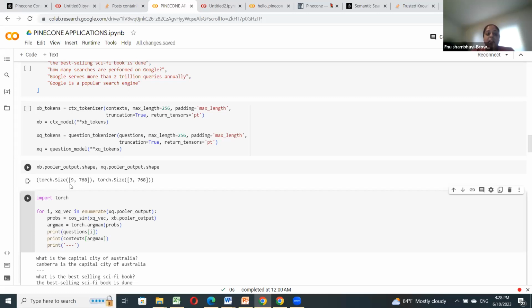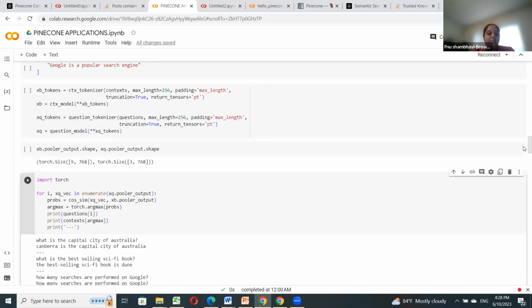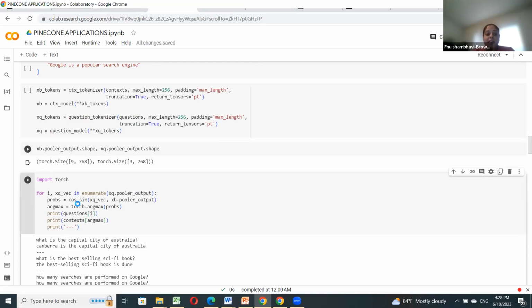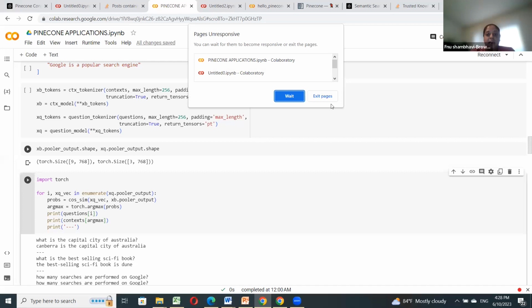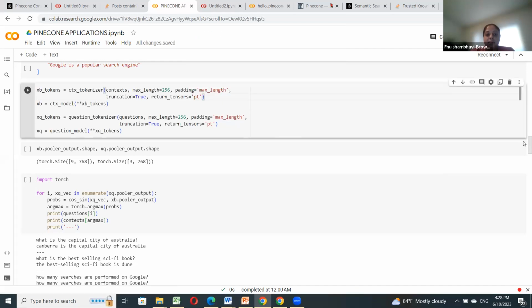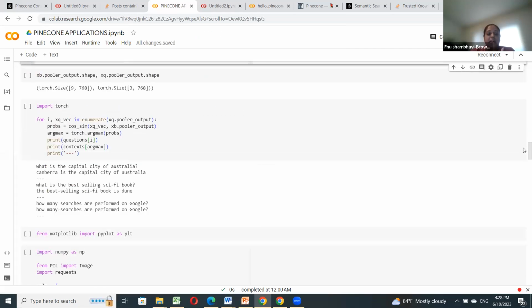Since I had 3 questions, there were 3 vectors with dimensions of 768, and the context also had 9 statements, so it formed 9 vectors with dimensions of 768. And then we made a loop going through each question and forming the probability, to see which context has the maximum probability for the question, and then it's going to compare it and show your answer.